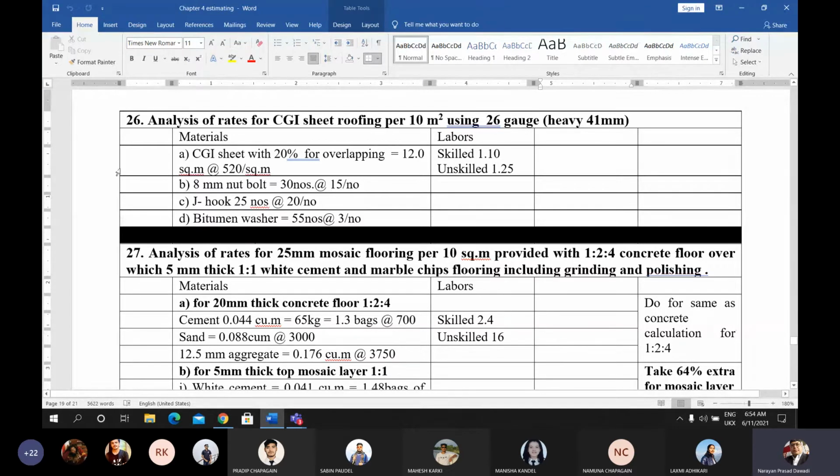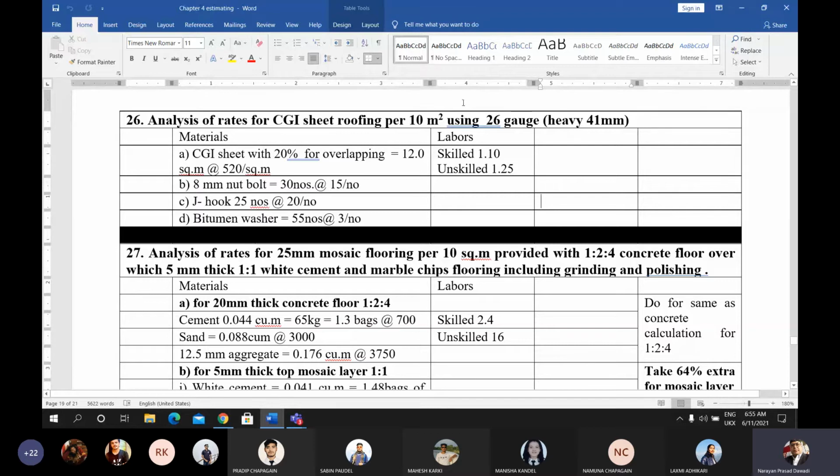Okay, do it by yourself. This is the analysis of rates for CGI roofing per 10 square meters. You may be asked per 1000 square meters, you may be asked for 250.25 square meters, or for any area of the roof.